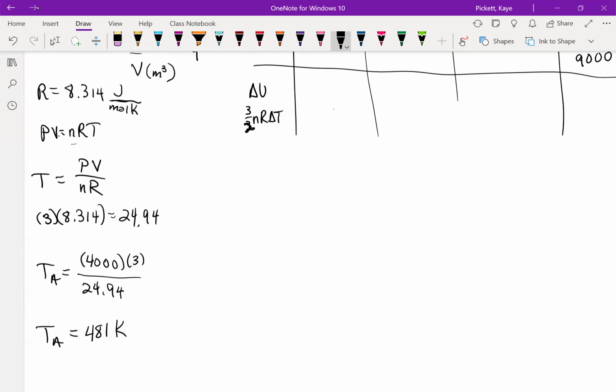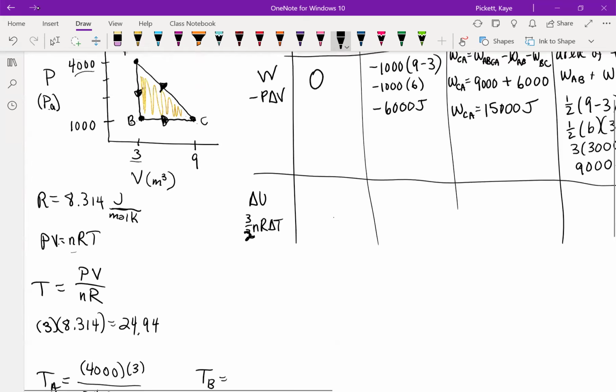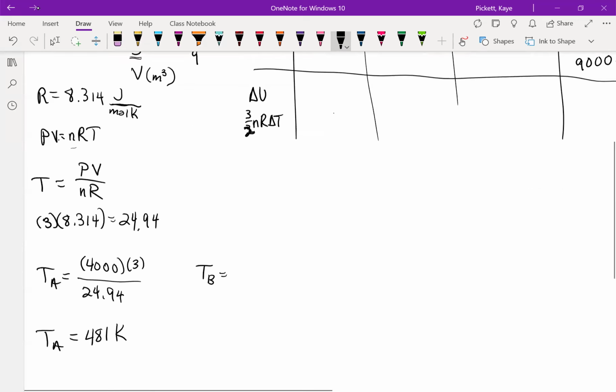All right, so now let's do the temperature of B. Well, let's look at vertex B. My pressure is 1,000, my volume is 3. 1,000 times 3, and the n and the R are going to stay the same, so I'm just going to make that 24.94. And the temperature at B is now 3,000 divided by 24.94, and I get 120 Kelvin.